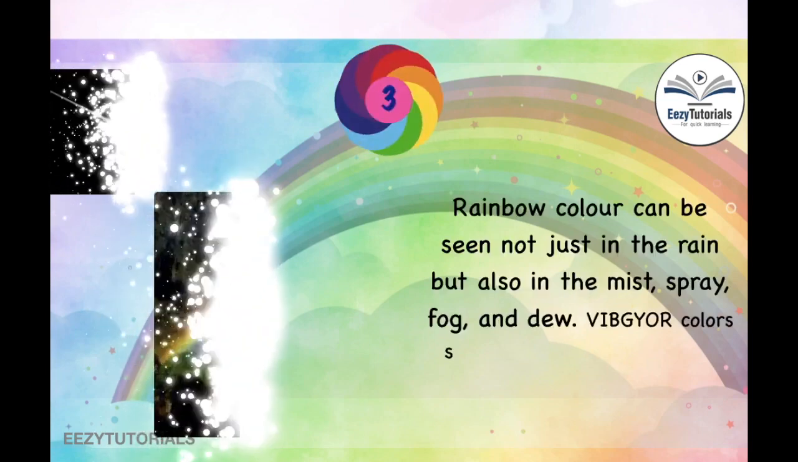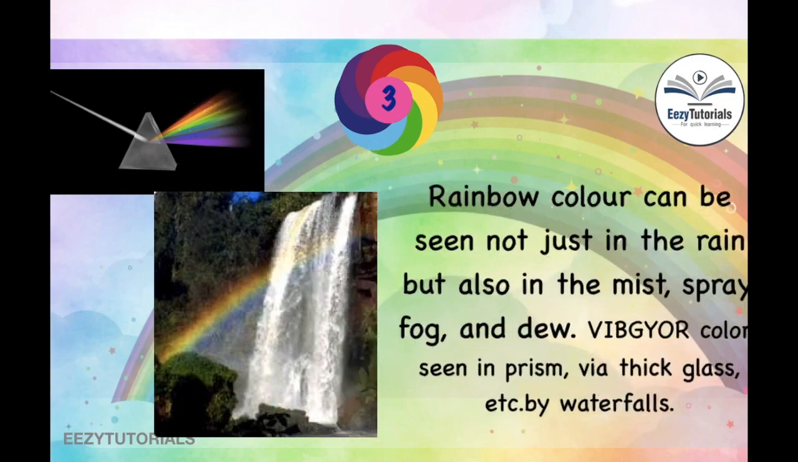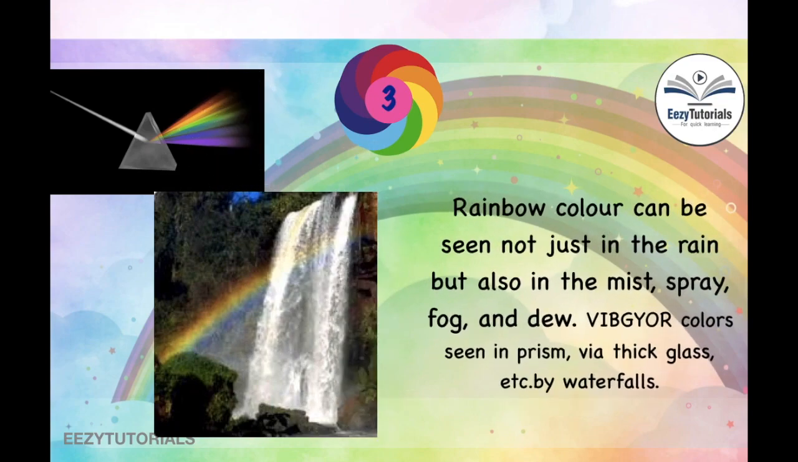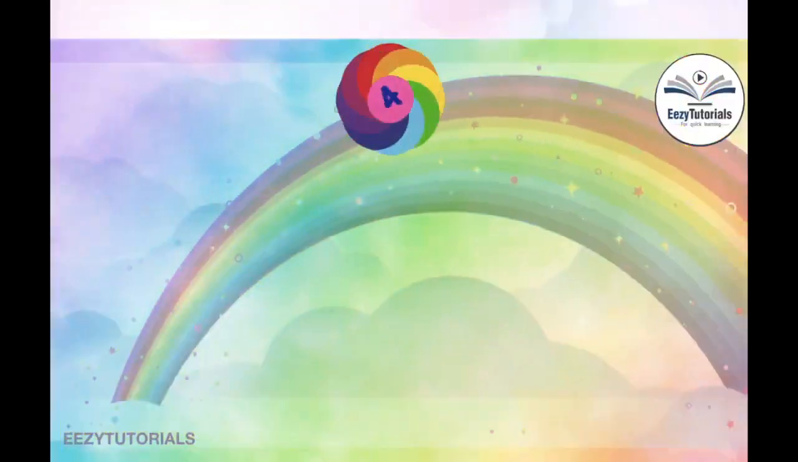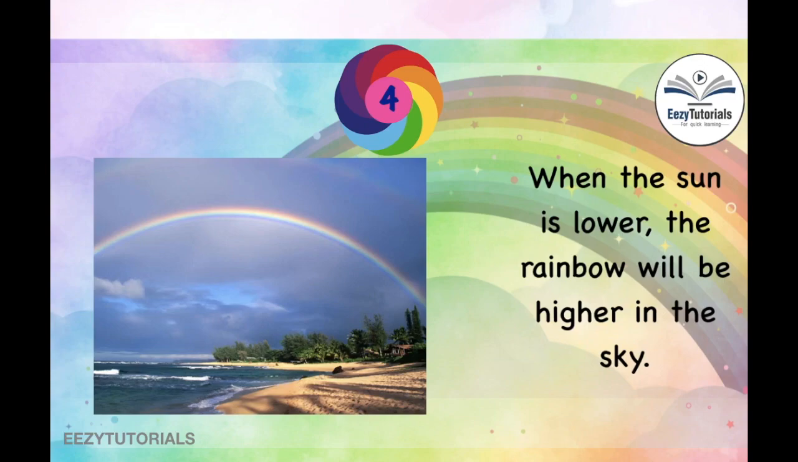The next fact is rainbow can be seen not just in rain but also in mist, spray, fog, dew, etc. In objects like prism, thick glasses and near waterfalls you can see the VIBGYOR colors. The next fact is when sun is lower, the rainbow will be seen higher in the sky.